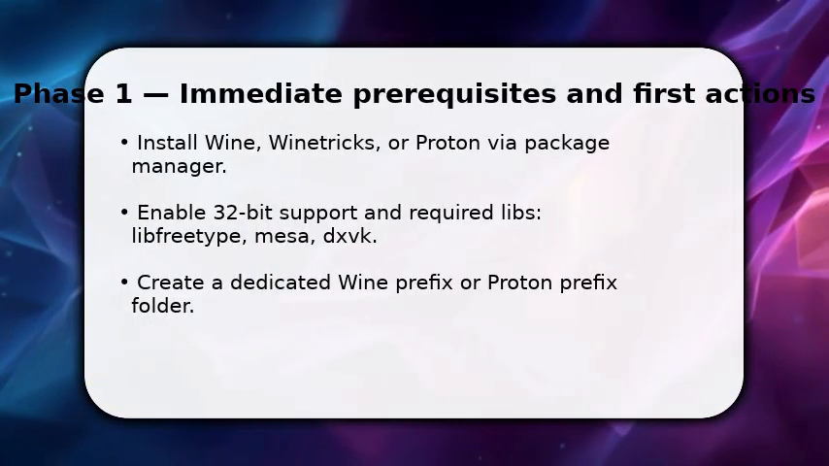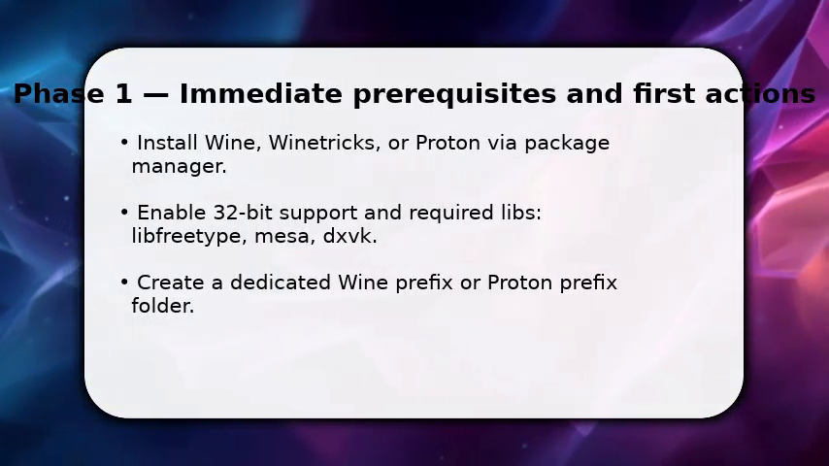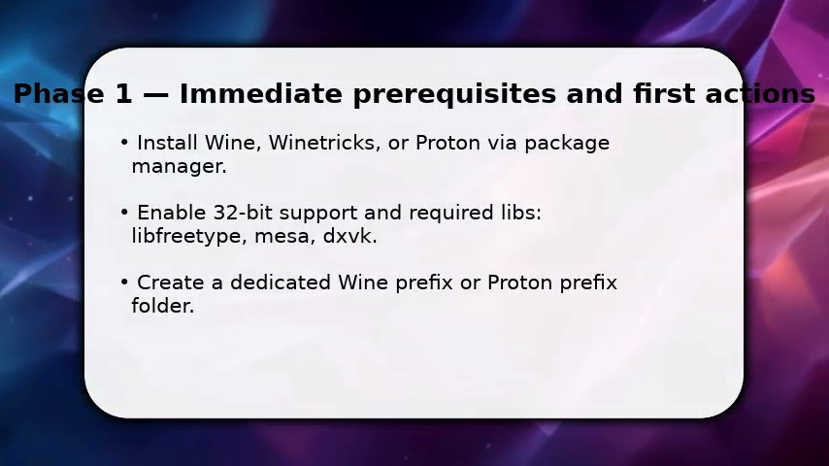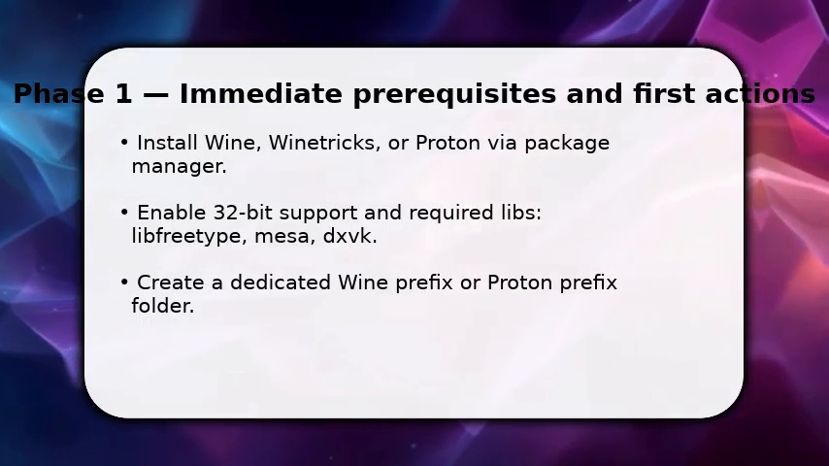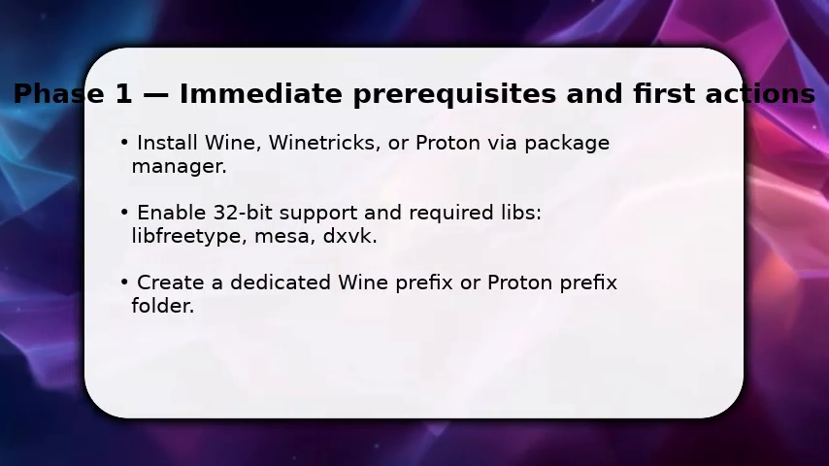You start by installing the tools you need, Wine or Proton and Winetricks if you plan tweaks. Once done, enable 32-bit libraries and add the core runtime libs. This lets many Windows apps run.